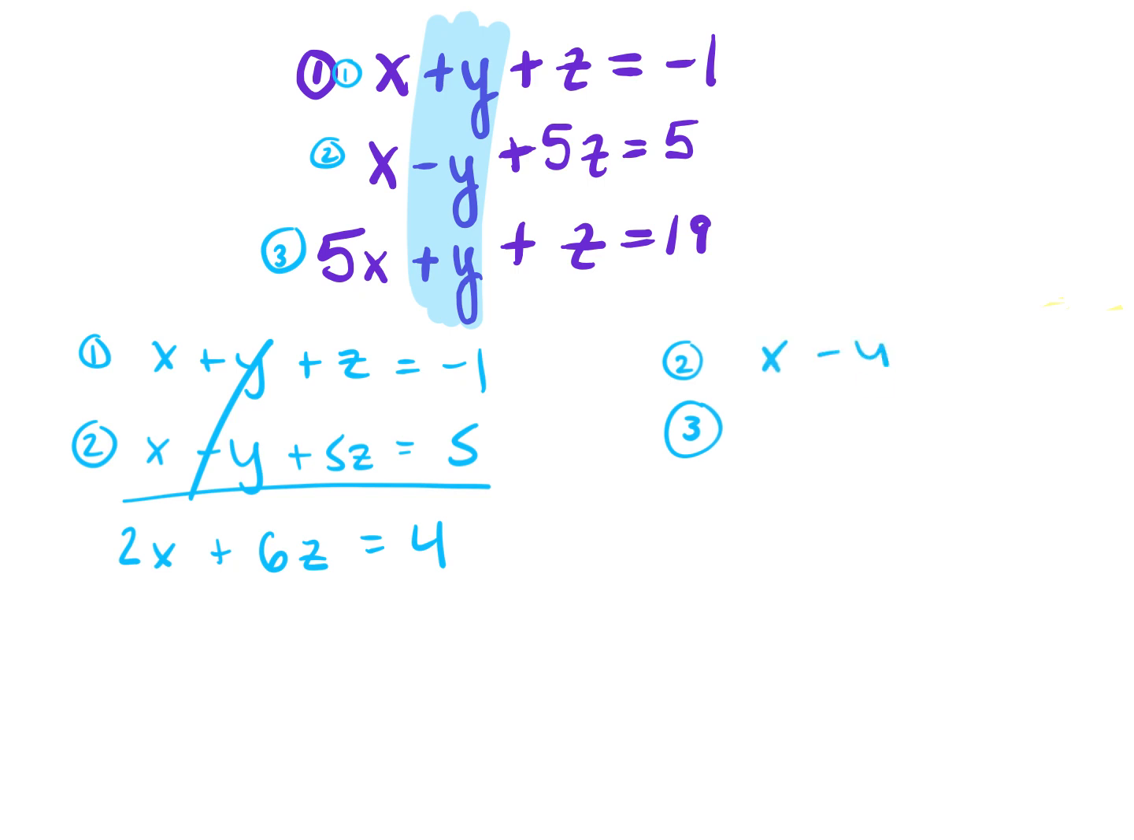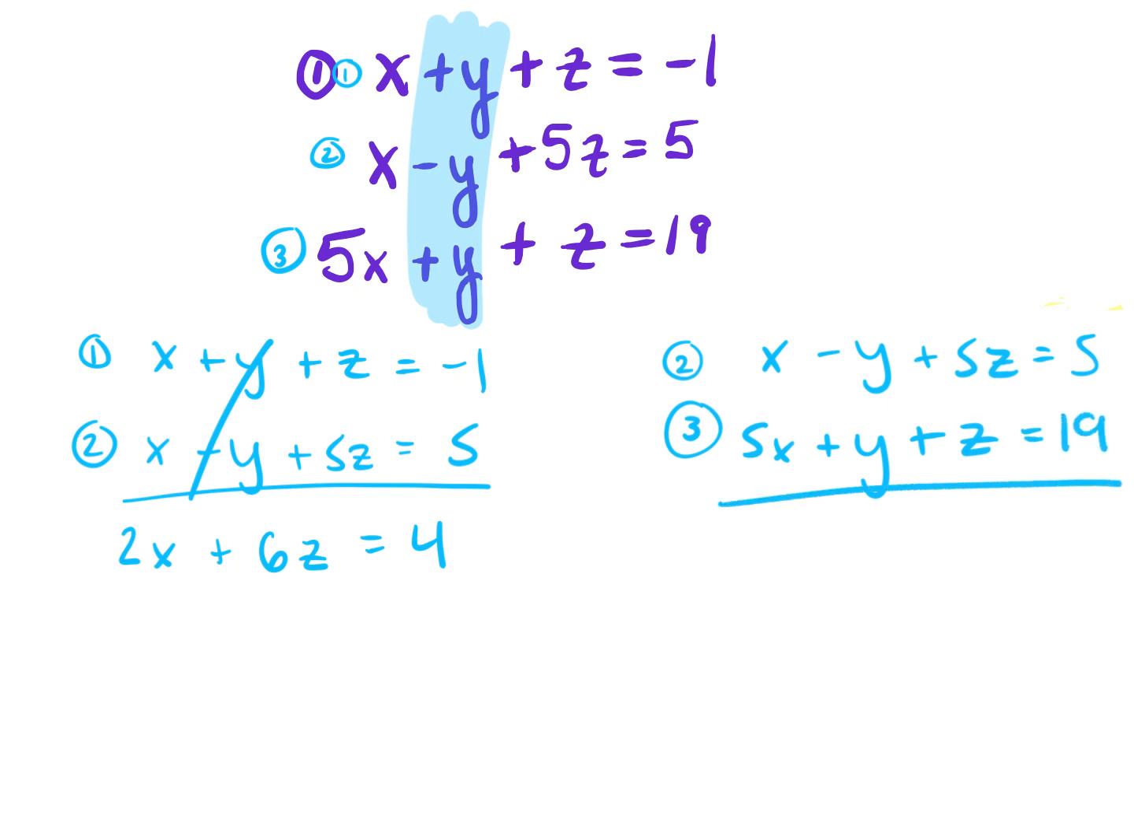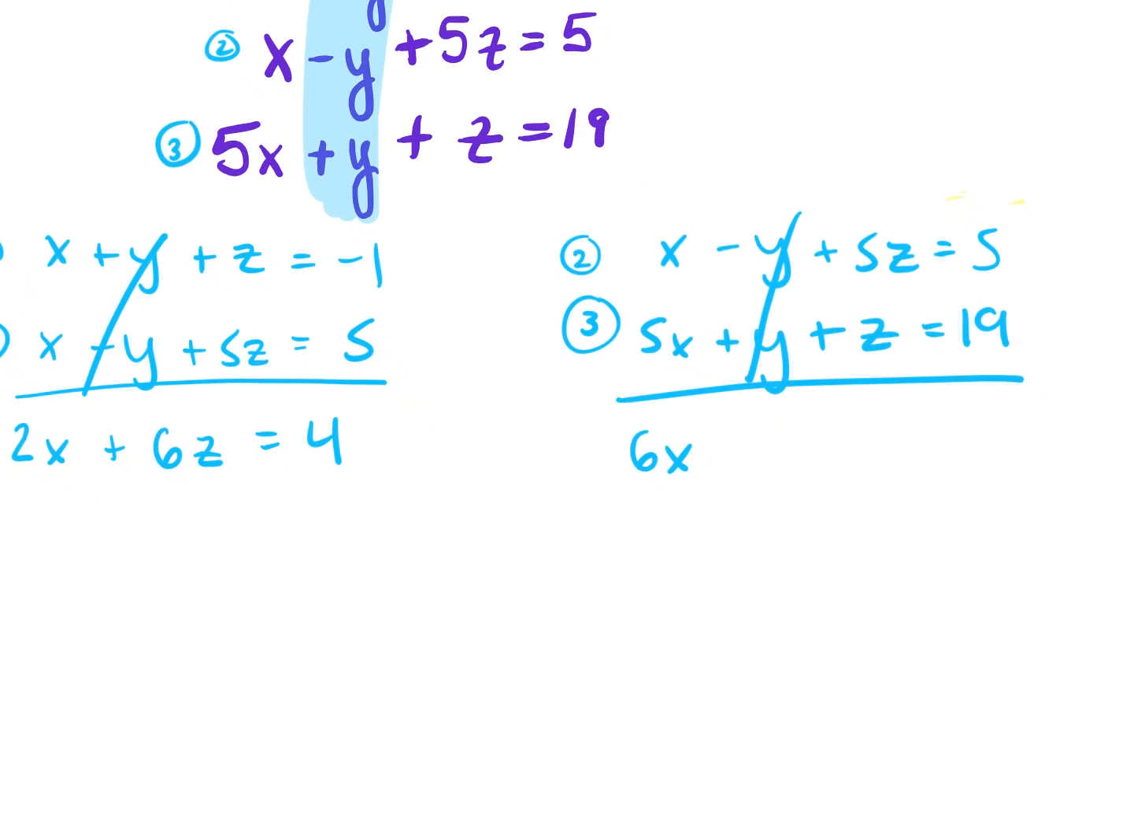So we have x minus y plus 5z is equal to 5, and 5x plus y plus z is equal to 19. So x plus 5x would be 6x. The y's cancel, which was our goal. If they wouldn't cancel right away, you'd have to multiply one of your equations by something. And 5z plus z would be 6z, and 5 plus 19 is 24.